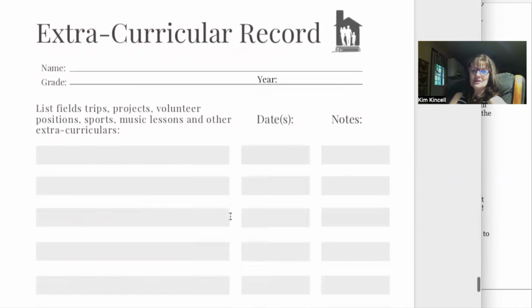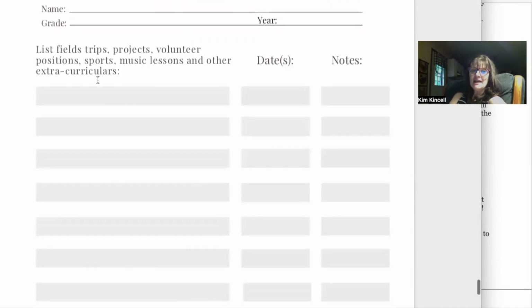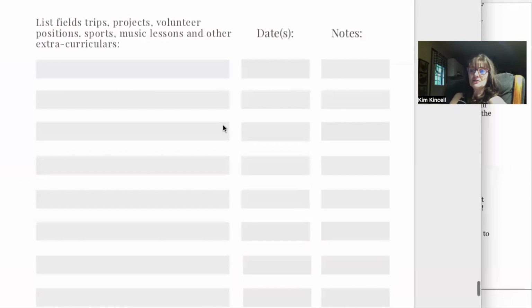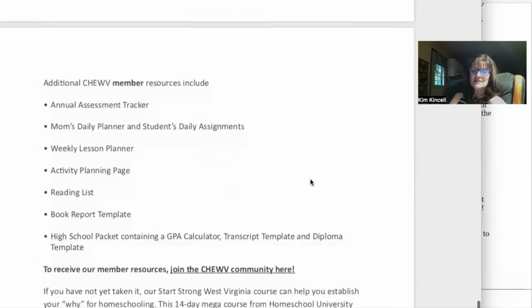And then there's the extracurricular record, and especially in high school, this can be useful, but any year. Anytime you take a field trip, if you work on a project, or actually your child does, volunteer things that they do, such as volunteering at the Troop Conference, sports that they're participating in, music lessons that they take. If it's not part of your school curriculum, then you can list it here, the dates that it was applicable, and any notes that you want to put here. It just gives you a nice record.